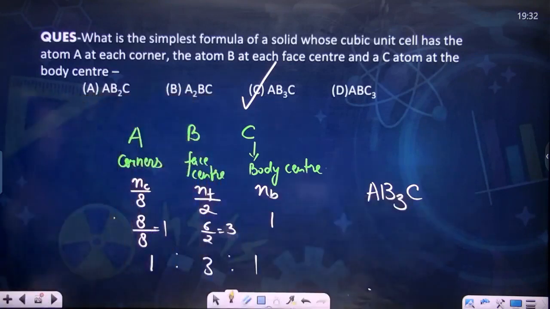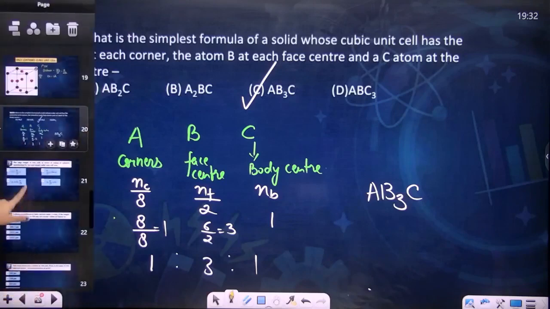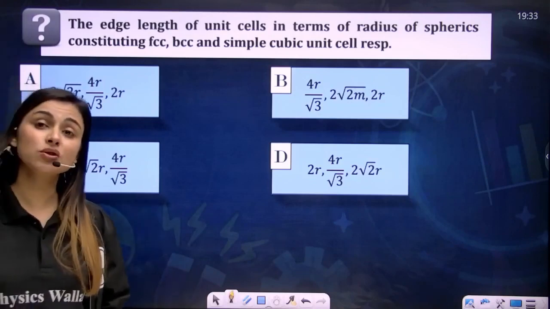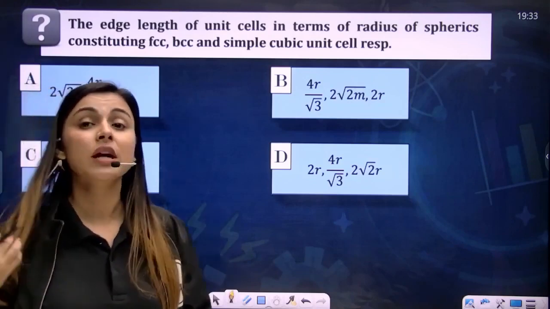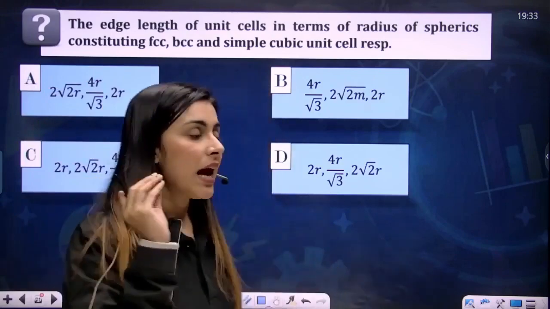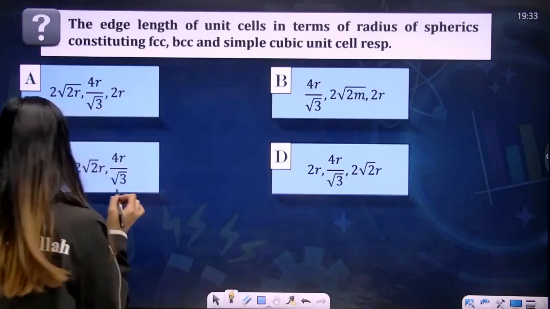Okay, perfect, my dear students. Let's move forward and try another question. The question says: the edge length of a unit cell in terms of radius of spheres constituting FCC, BCC and simple cubic unit cell is. So for solving this type of question, you need the relation between the radius and the edge length.